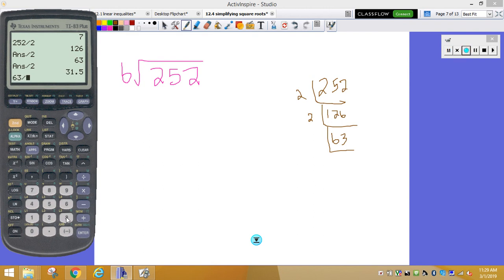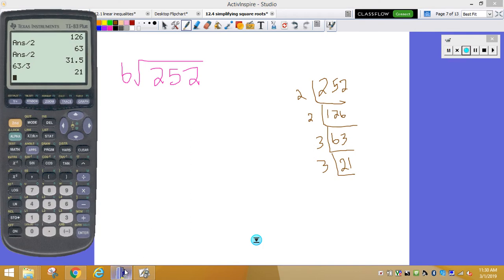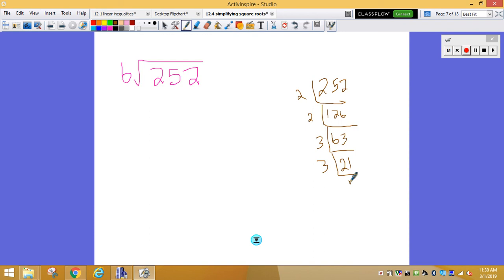Let's try 63 divided by 3. That works. I get 21. I know 3 will go into 21, right? I'll show you. And it goes in 7 times. Nothing goes into 7.